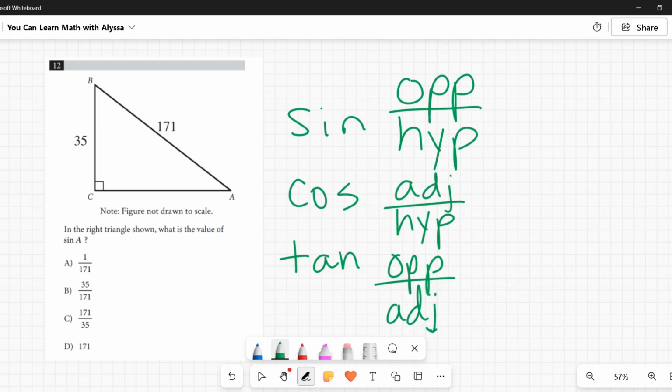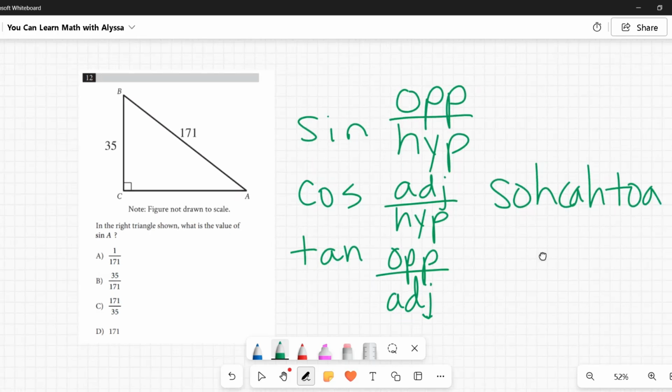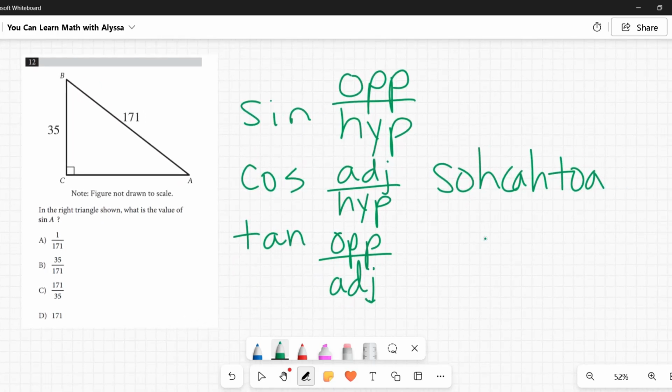You may have seen your math book or your teacher write this as SOHCAHTOA. That's for sine, opposite over hypotenuse; cosine, adjacent over hypotenuse; tangent, opposite over adjacent. If that's helpful to you, that's great, but this is definitely something you need to memorize. So when we say opposite and adjacent, what do we mean?